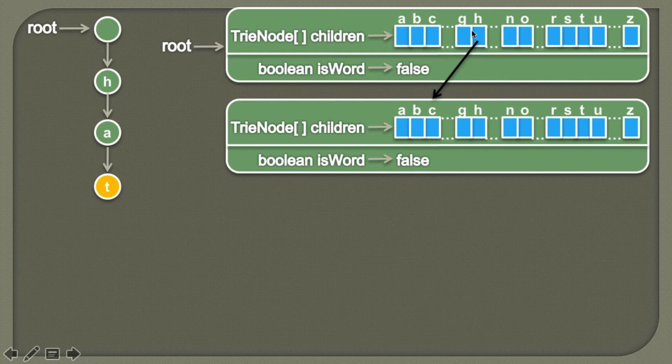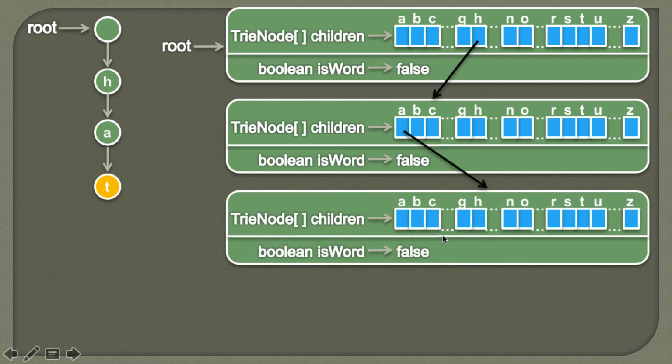As soon as we have inserted the value h, after that we have to insert a, so we use this link to traverse to this trie node, and then we go to a and we see that it's pointing to null. So then we create a trie node, and whatever value it has we simply put it into this index.